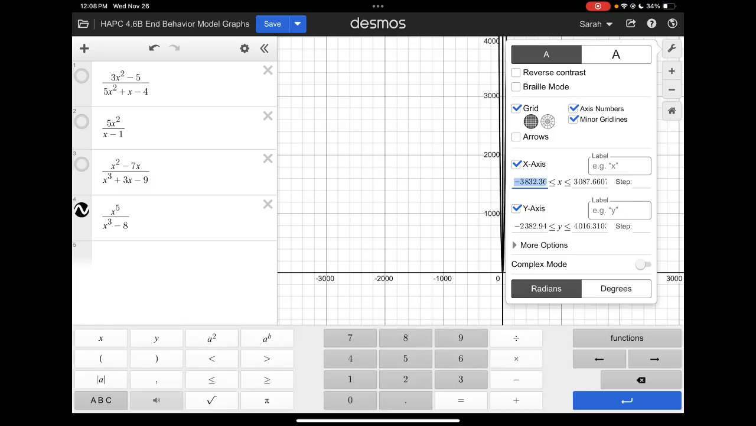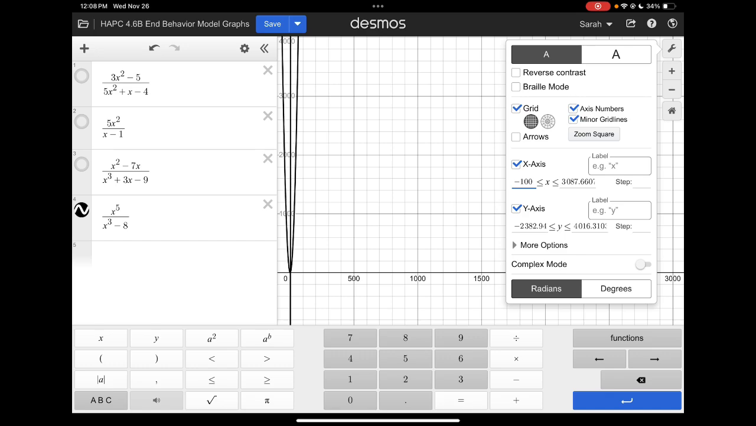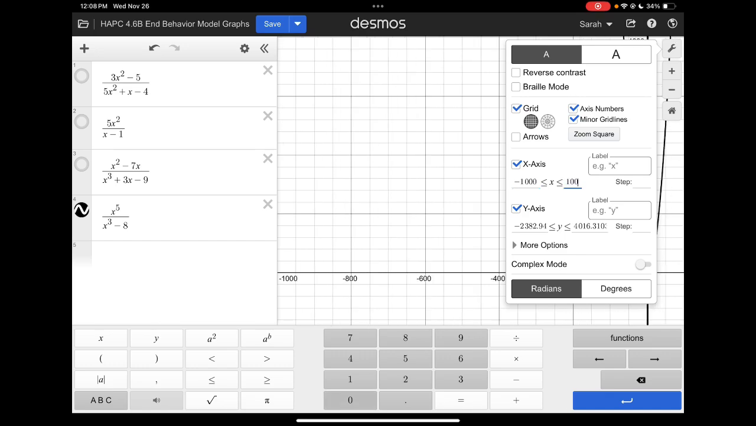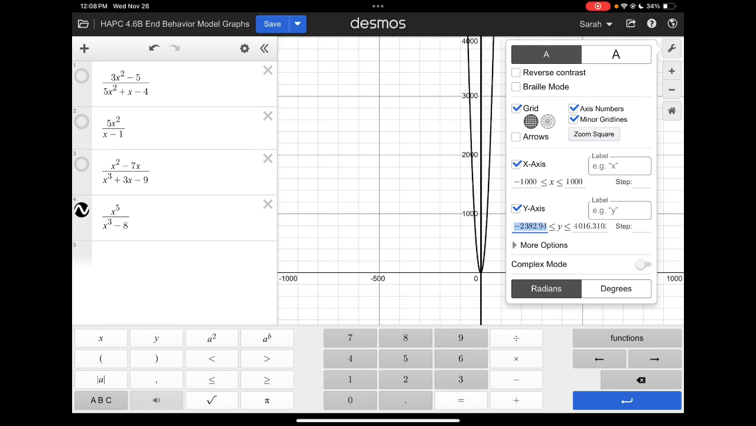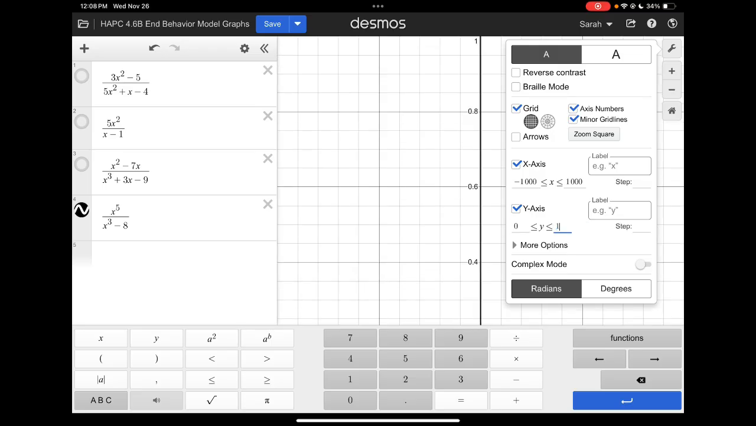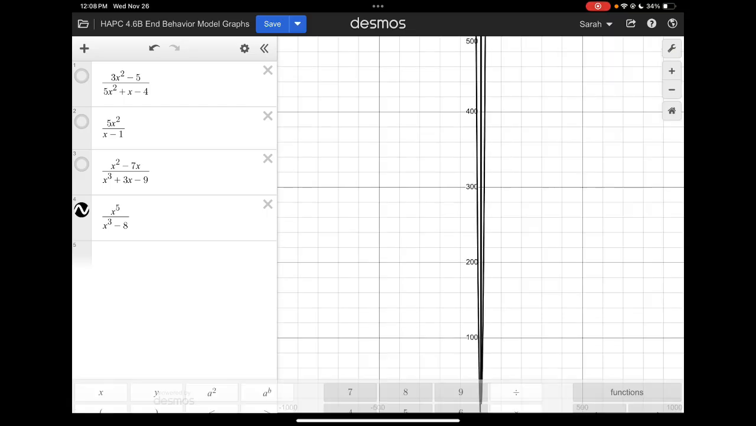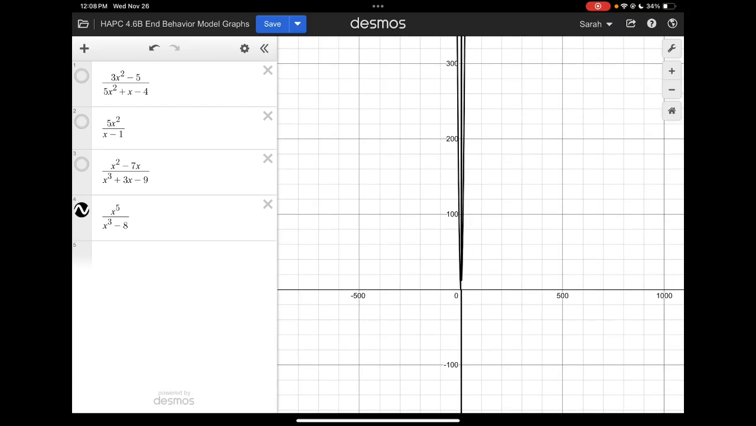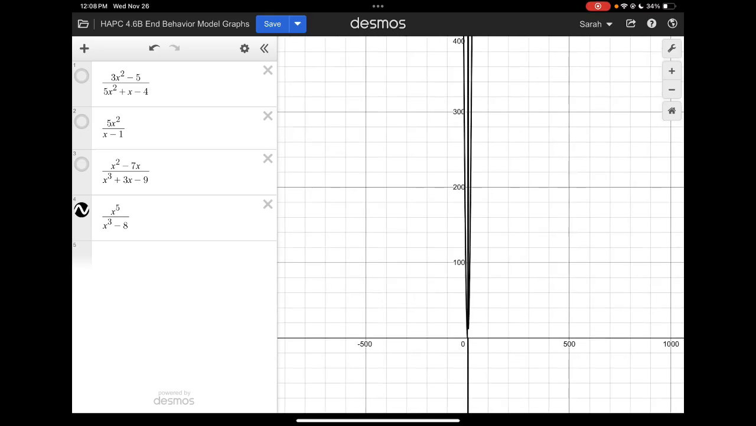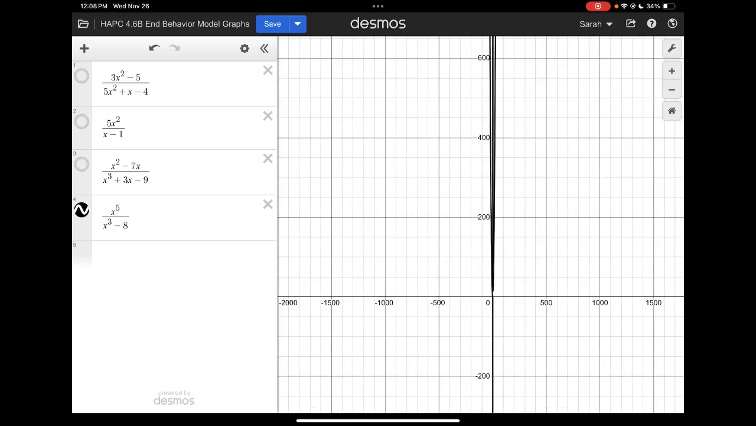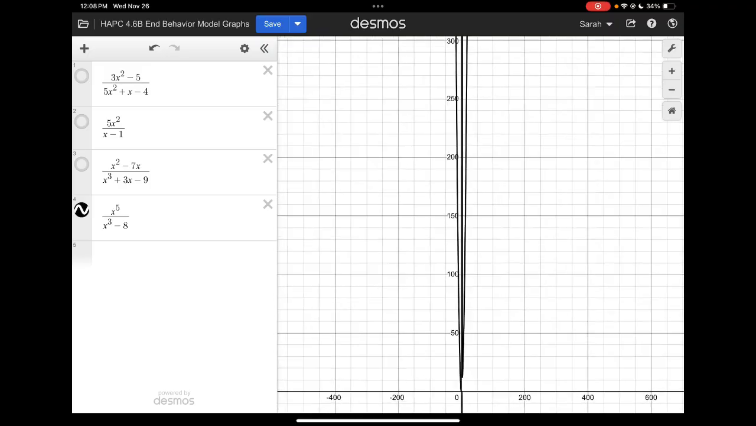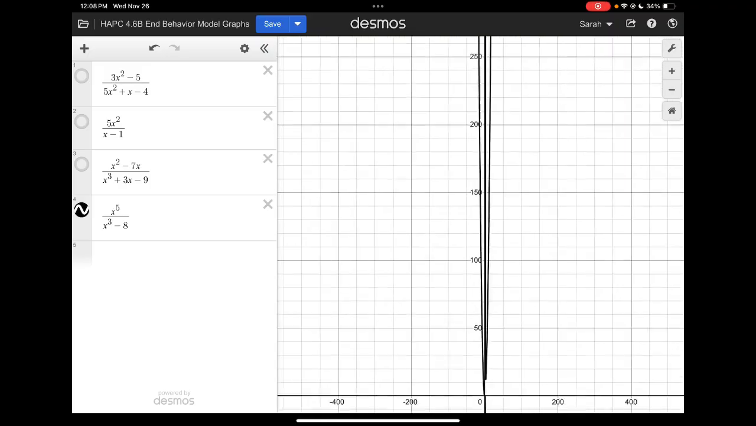Let's adjust our x scale just a little bit. Let's go from -1,000 to +1,000. We'll go from 0 to 100. Looked like it was too much. 50, 500. Okay, well, this thing grows pretty quickly, so it's pretty skinny, but to me, it doesn't look like a line, it kind of looks quadratic.